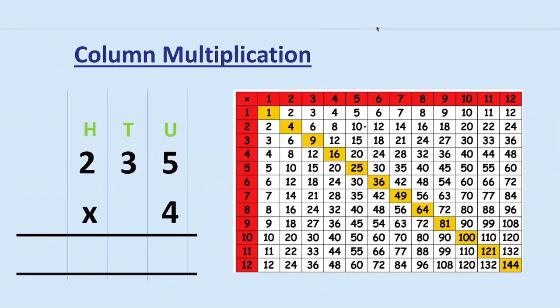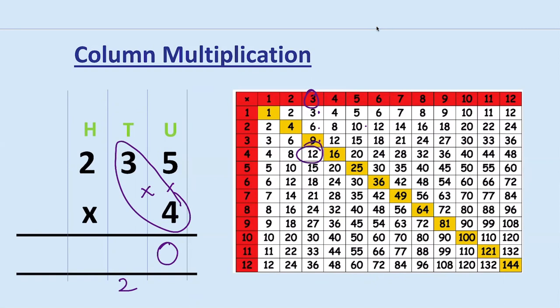Okay, let's go through it. So 5 times 4 first. 5 times 4, 1, 2, 3, 4. 20. Remember, only putting the units into the space here. 20. Next bit. We've done our 5 times 4. Now we're going to do 3 times 4 here. Second part. And 3 times 4, 1, 2, 3, 4. 12.